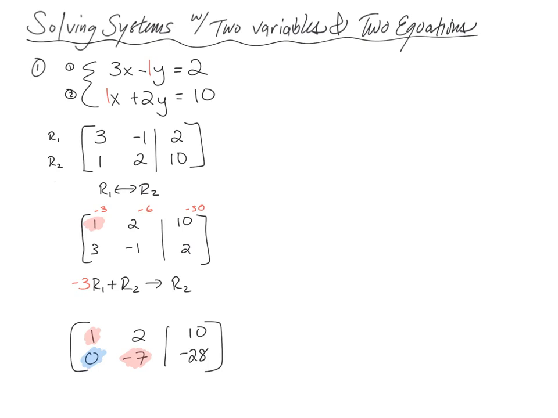So if we take row 2 and we divide it by -7, we just divide it by the number that's here, we should get 1. And where are we going to replace? We're going to replace row 2. So there will be a new row 2 over here, which will be, let's see, 1, 2, 10 is row 1, 0, 1, 4 would be row 2.